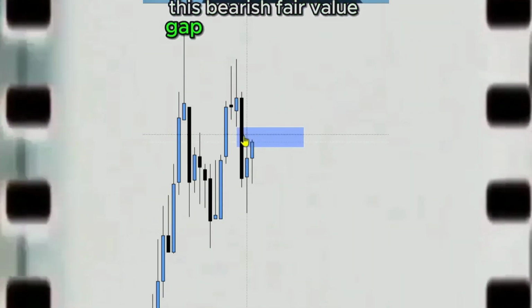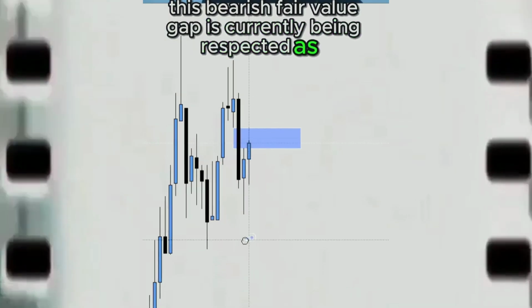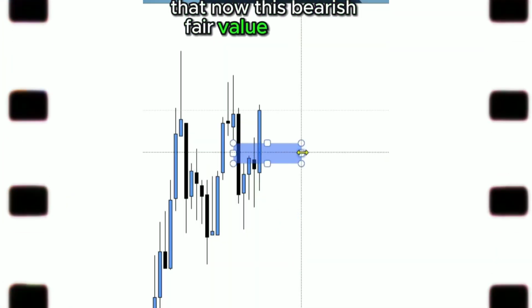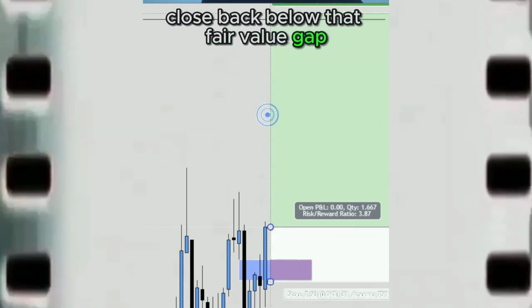As you can see right now, this bearish fair value gap is currently being respected as a bearish fair value gap. But if we play out the price action, you will see that now this bearish fair value gap has been inversed. So I'll enter into a long position. My stop loss will be if we get a candle close back below that fair value gap, and then my take profit will be these all-time highs.